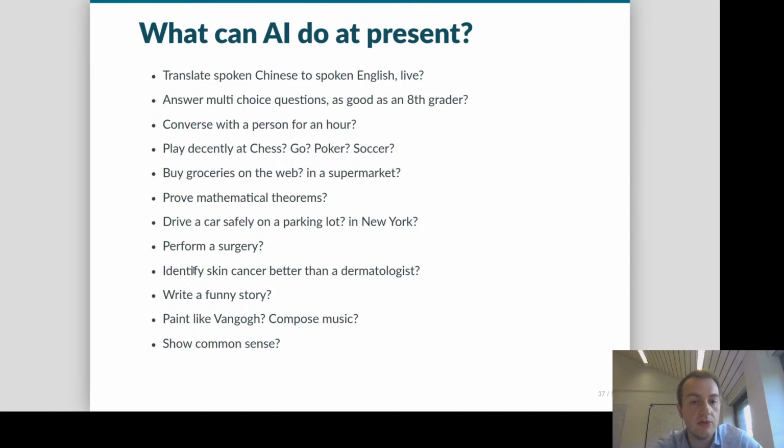For chess, we have been able to do that since the 90s with Deep Blue. Go, we've been able to beat the best human player for now 5 or 6 years already.